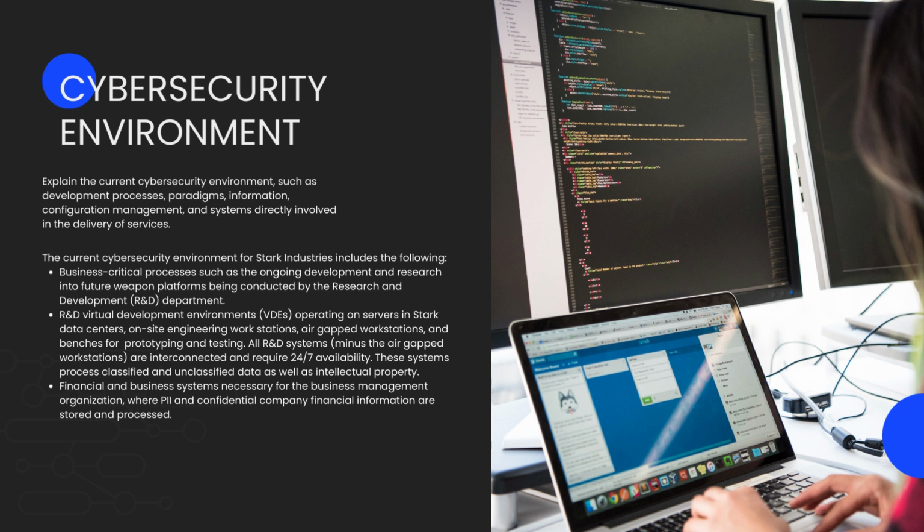We've got on-site engineering workstations, air-gapped workstations, and various benches for prototyping and testing, which also includes some connected workstations. All the R&D systems minus the air-gapped workstations are interconnected, and they do require 24/7 availability. These systems are processing classified and unclassified data as well as handling intellectual property, which is critical to the company. Also in the environment, financial and business systems necessary for the business management organization where PII and confidential company information are stored and processed. And all this data is encrypted as it goes through its various phases throughout the company.